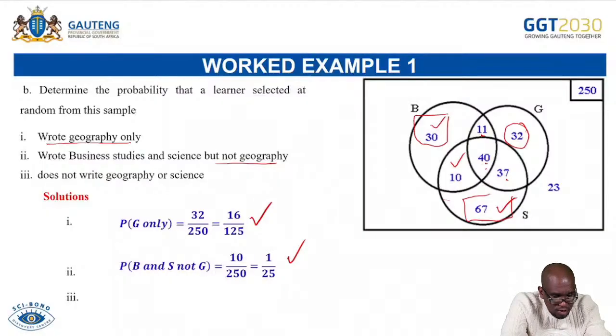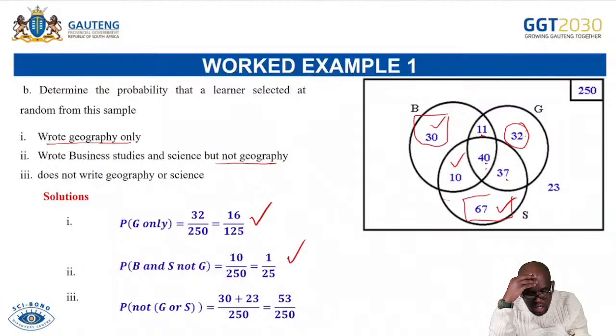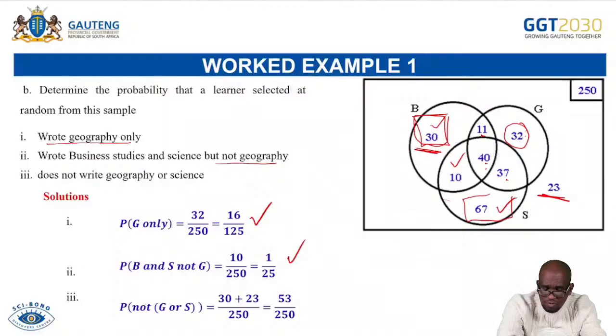The last one did not write geography or science. Did not write geography or science. So geography and science should be out, all right? So what do we do here? We are going to take business, all right? And then we are going to take this one, which is 53 over 250. Because they said does not write geography or science, all right? Did not write geography or science, which means the learner wrote business or did not write anything.